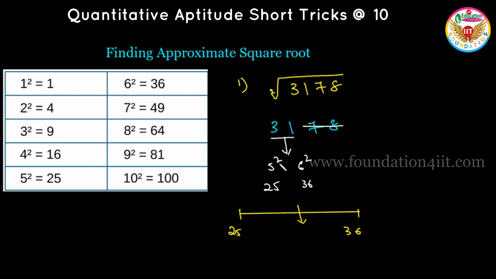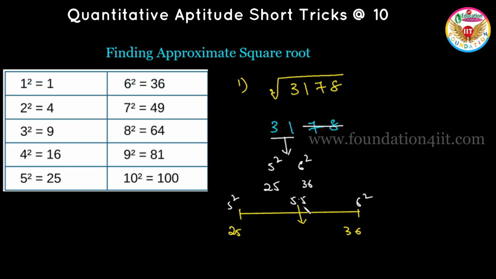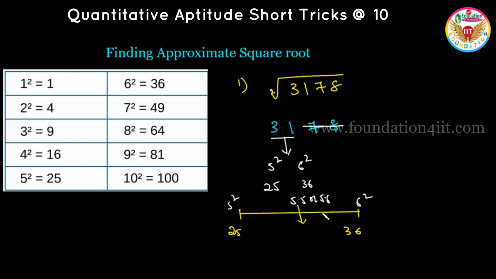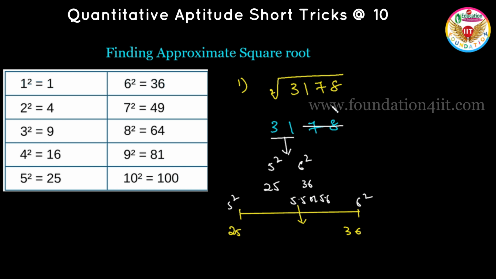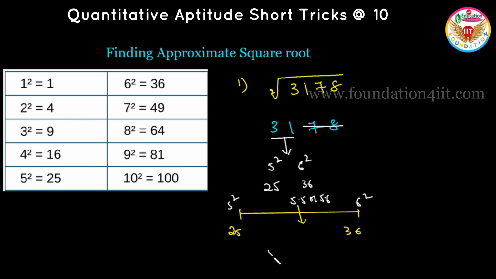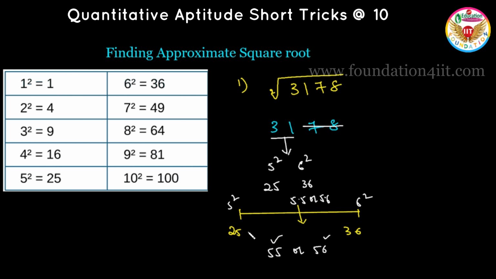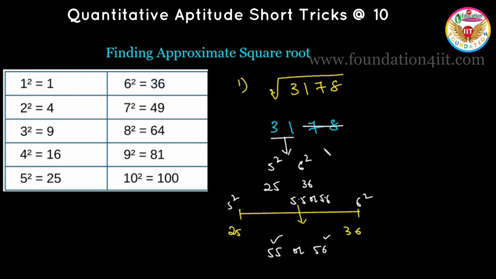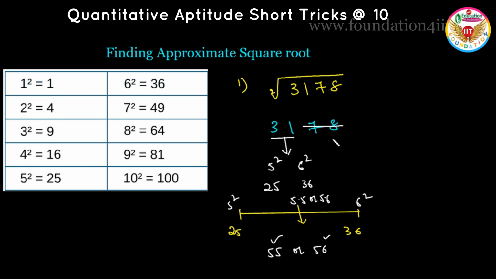Middle means it is between 5 and 6. This is 5 square, 6 square. So you can take something like 5.5 or 5.6, very close, in between. Now this is the 78, the units and tens place. That means you can take either 55 or 56 approximately. 5 square is 25 and 6 square is 36, so into 100 it is: 25 into 100 is 2500, 36 into 100 is 3600. Instead of this you can just treat the removed place as 10, so 55 or 56 you can treat as the answer.